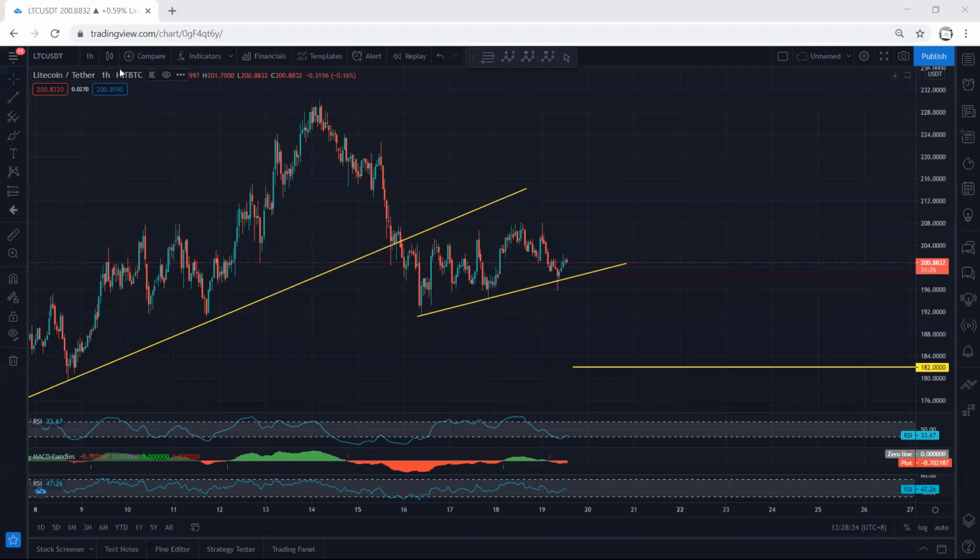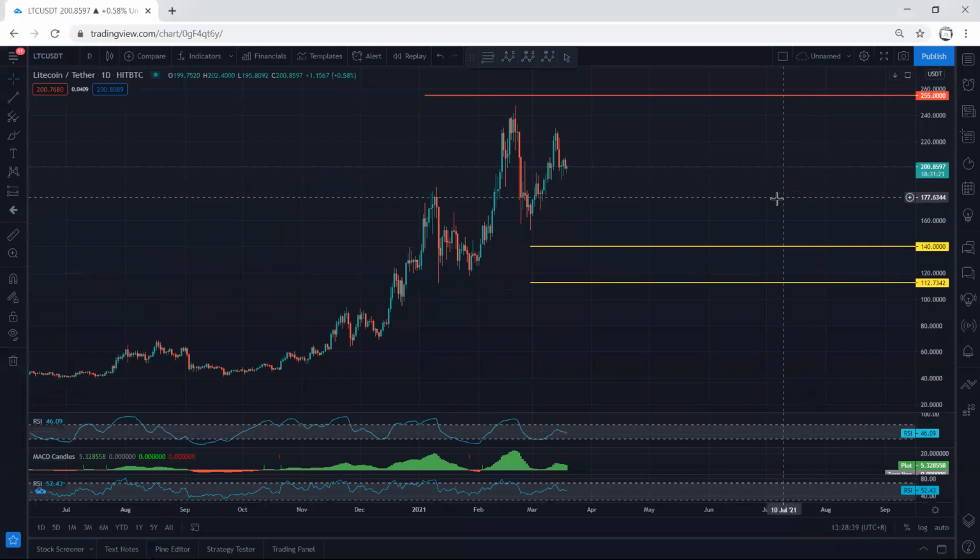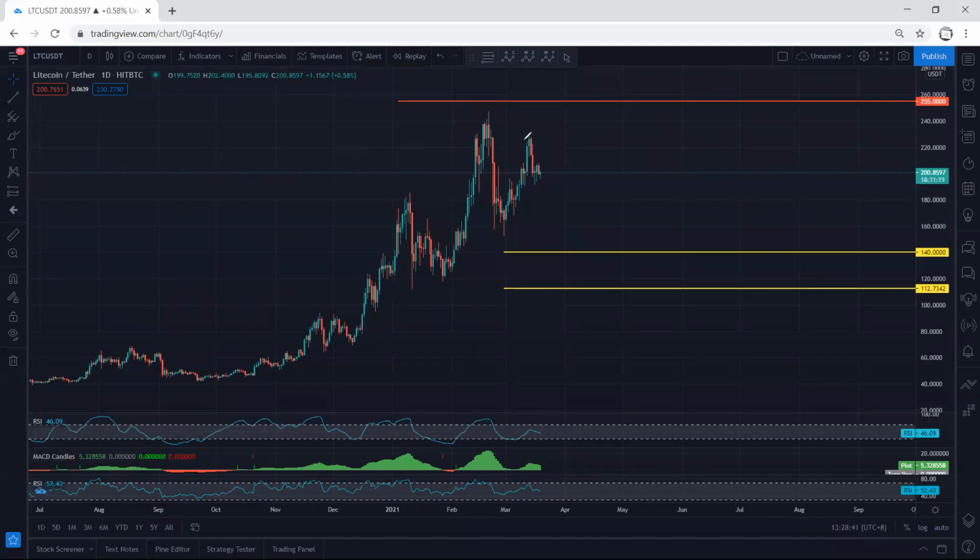In this case we move to higher time frame. We start with daily chart. You want to see what we have based on daily chart. As you can see, based on daily chart, the price couldn't break the top, reversed, and now we are within this correction. In this case we move to 4 hour chart.